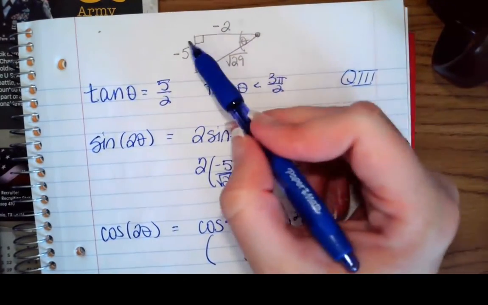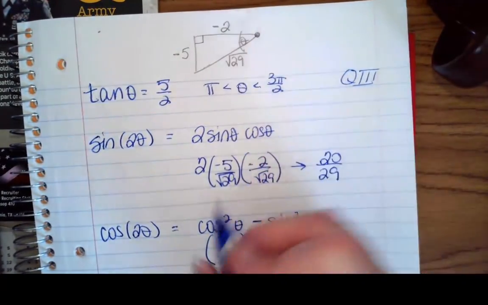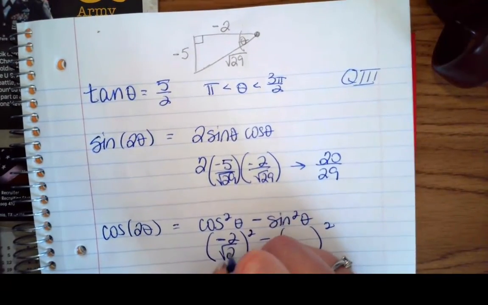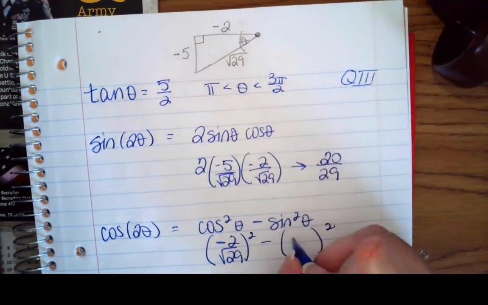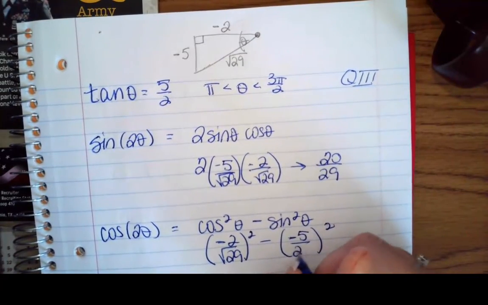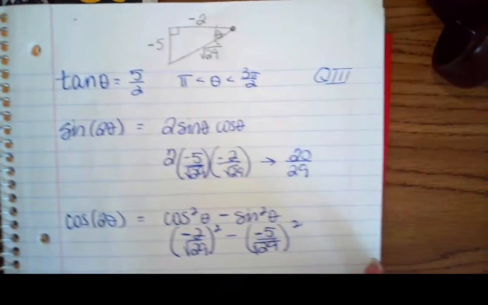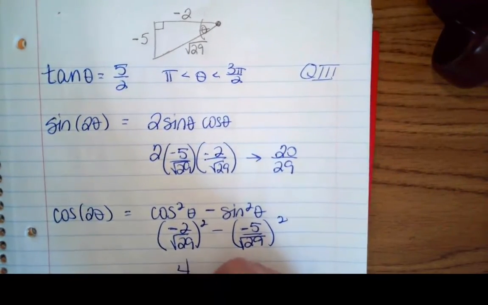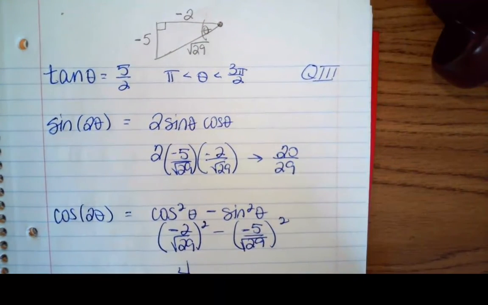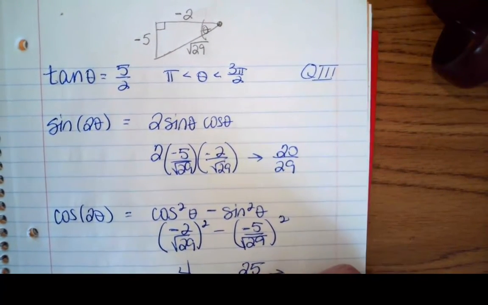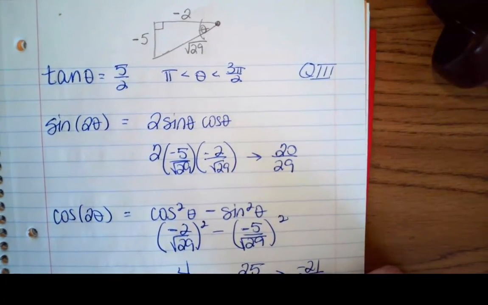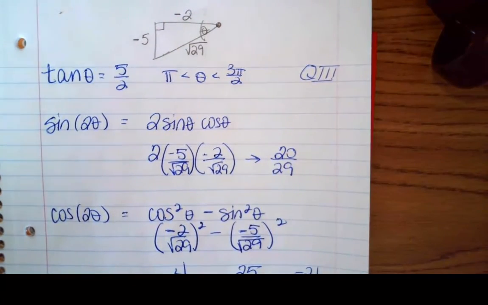Cosine is going to be adjacent over hypotenuse, and sine is going to be opposite over hypotenuse. So my root 29s pop out, and this gives me 4 over 29 minus 25 over 29, and that gives you -21 over 29.